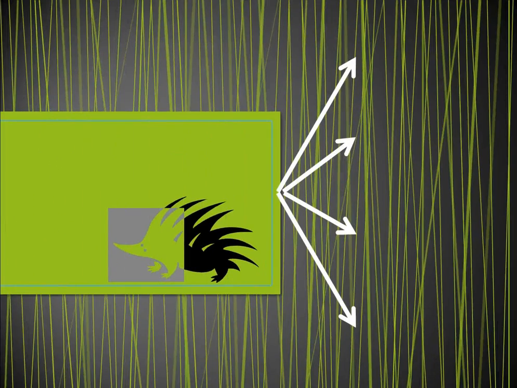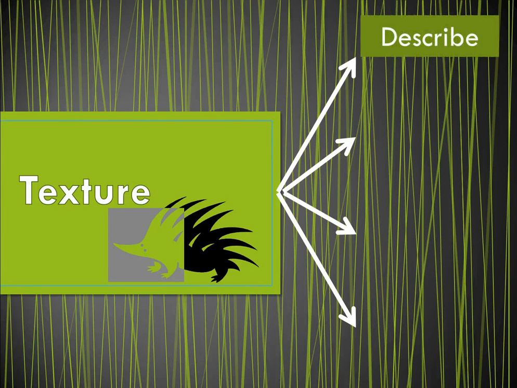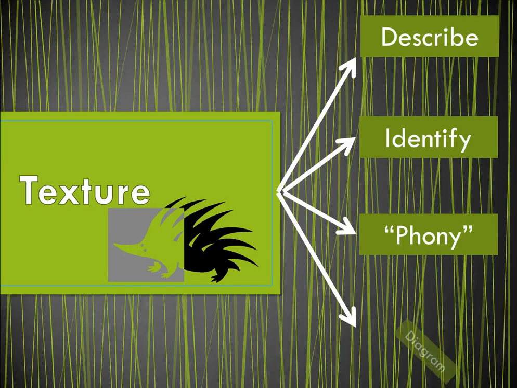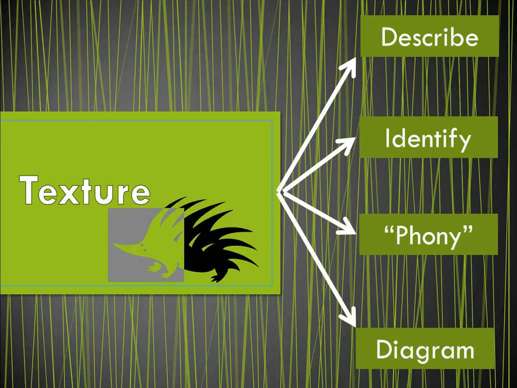For those of you who like their mind map, here we go. We've got texture again. Just to reinforce it: describe, identify your instruments, what sort of phony is it, and a diagram. And again, really important that if you can try and get that diagram in there.